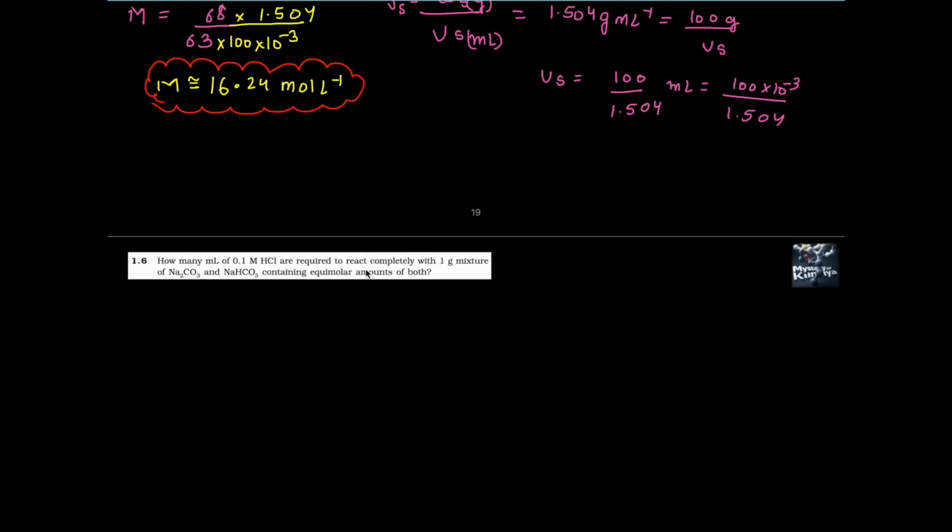So we move to the next question. Here the next question says: how many moles of 0.1 molar HCl are required to treat 1 gram mixture of Na2CO3 sodium carbonate and NaHCO3 sodium bicarbonate containing equal molar amounts of both. So let X be the weight or mass of Na2CO3, and Y be the weight of sodium bicarbonate, NaHCO3.